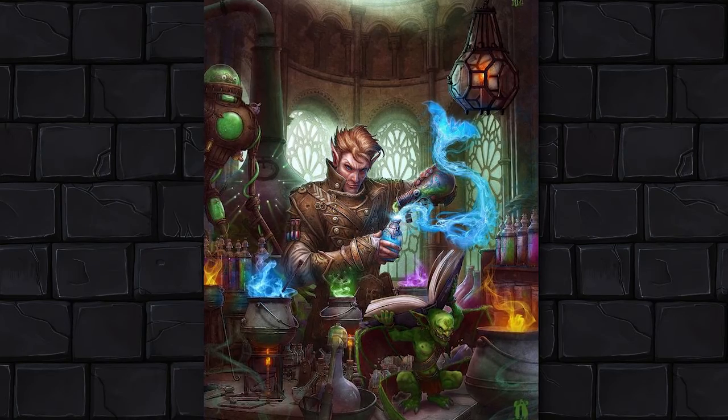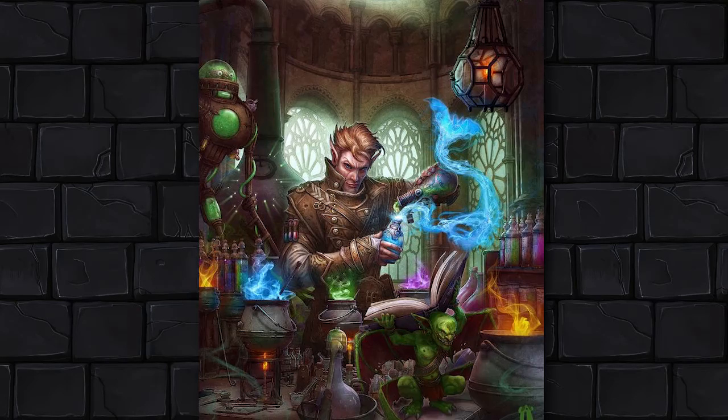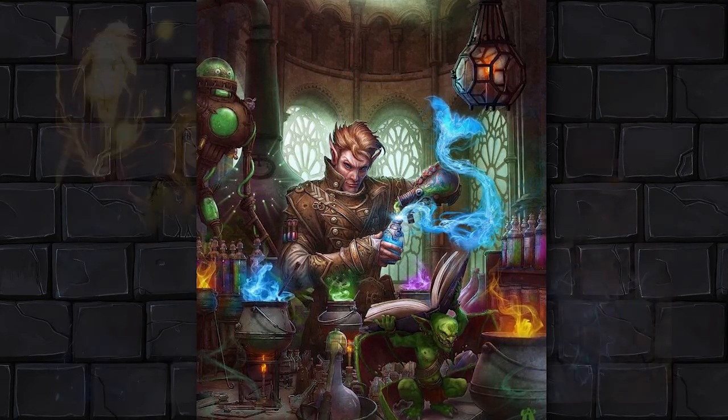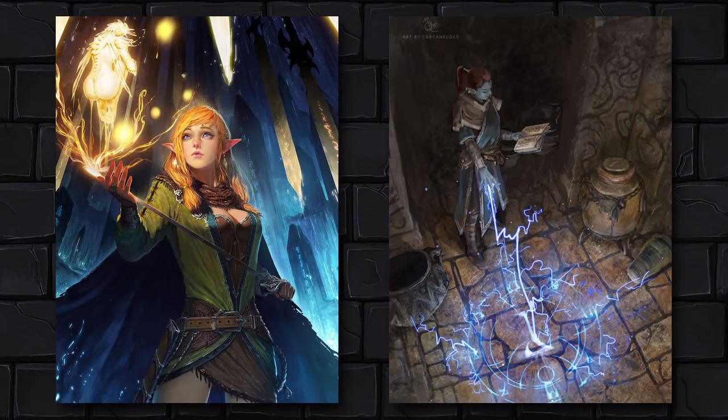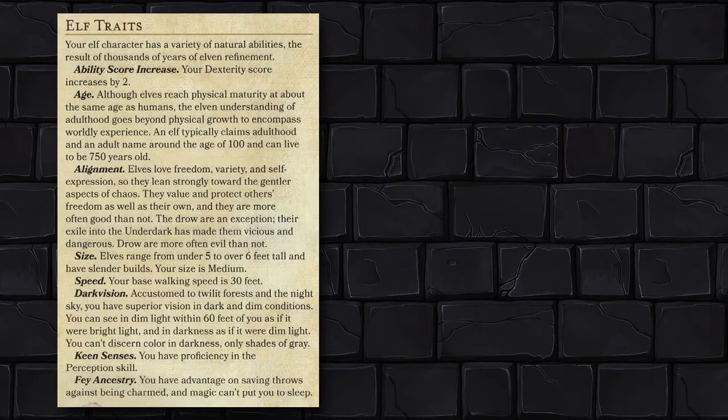In terms of size, elves range from under 5 to over 6 feet tall and have slender builds. So your size is medium, but you get to have 30 movement speed. So those are things important for your character sheet. Same kind of dark vision as the dwarves, because you're going to notice that elves do a lot of things, and they either truly do it better than everybody else or would tell you so. But in terms of dark vision, yes, they do possess it.